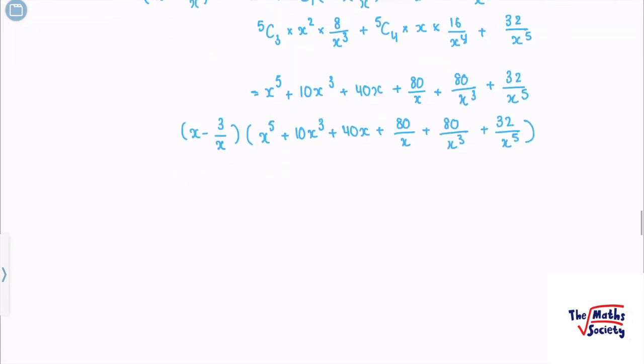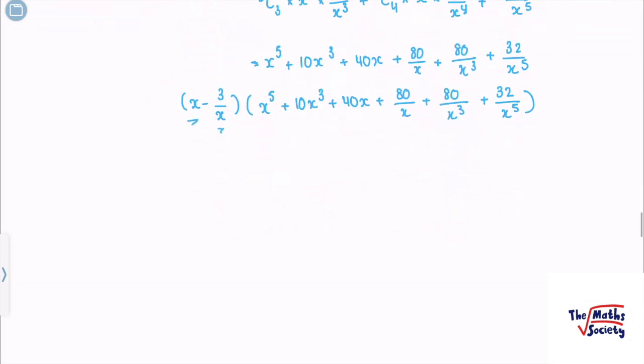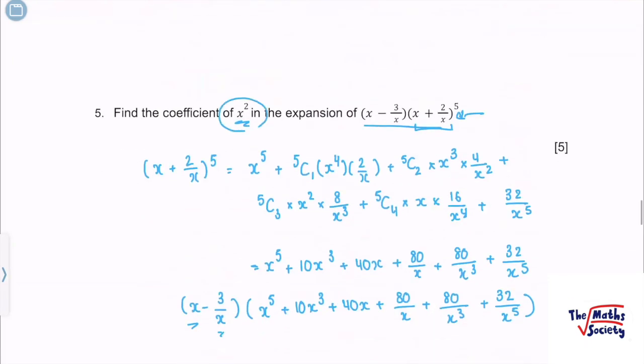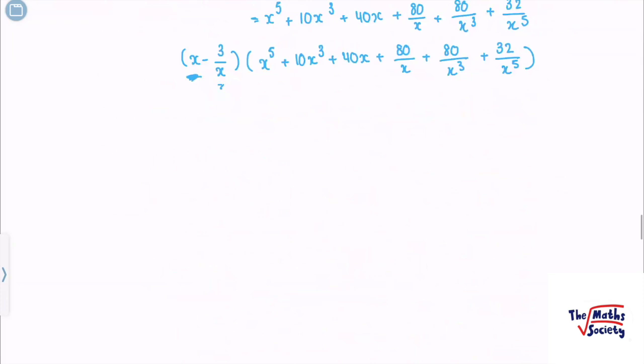Because we know this, we just want the coefficient of x squared. We have x here, so if we multiply by another x, that's going to be x squared, right? So for another x, we have another x here, which is 40. So the coefficient of x squared from this is going to be 40.